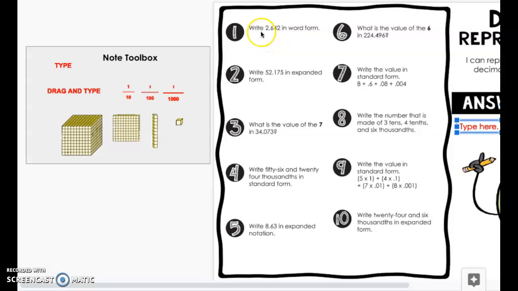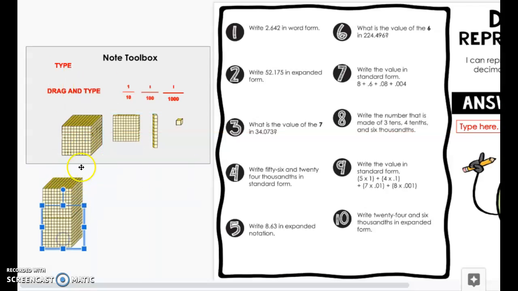The first one says that we have to write 2.642 in word form. Now I just said it the wrong way. We need to say it the right way. To do this, I'm going to build this number with you. Remember, this 2 in front of the decimal represents our wholes. And we talked about how we would use the large cube to represent a whole.